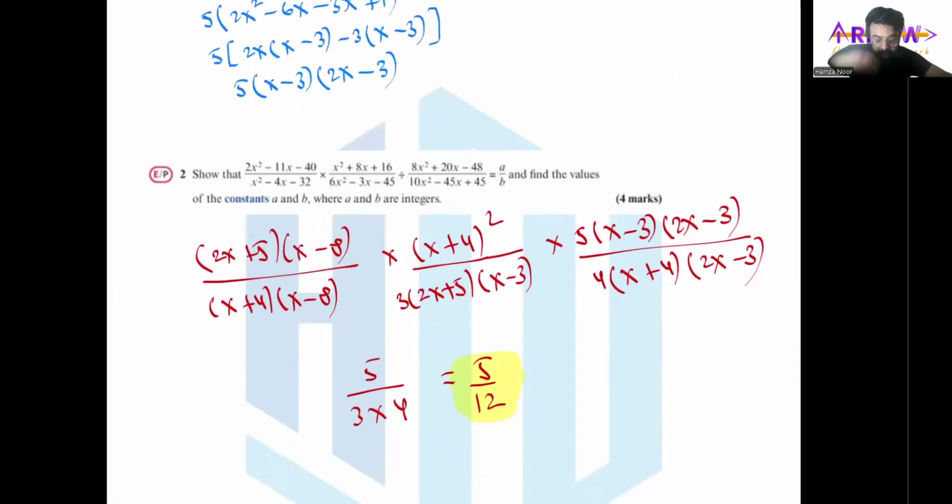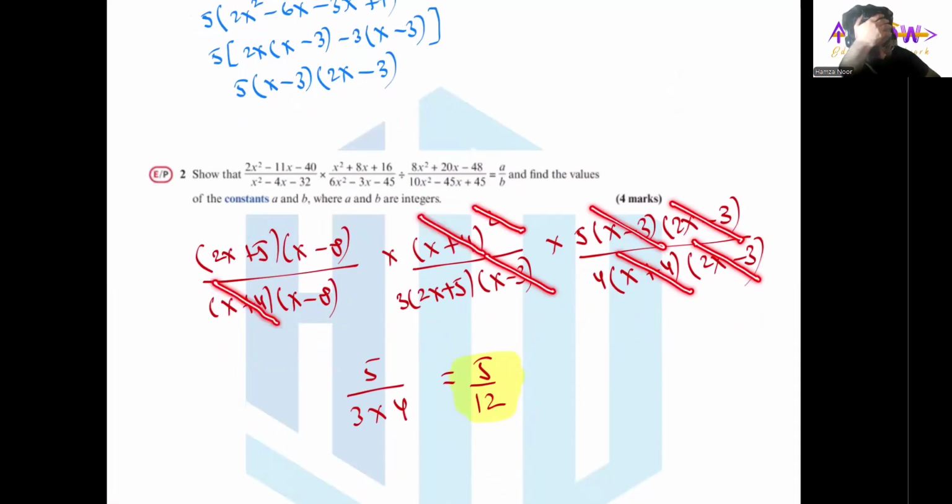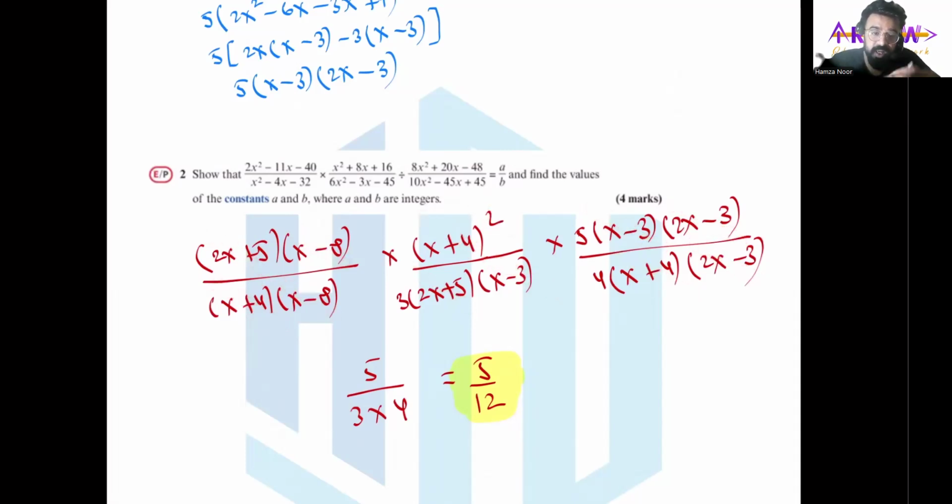So now you can see that this x minus 3 got cancelled out. 2x minus 3 and 2x minus 3 got cancelled out. x plus 4 one time and x plus 4 one time got cancelled out. x plus 4 another time and x plus 4 got cancelled out. 2x plus 5 and 2x plus 5 got cancelled out. x minus 8 got cancelled out. All of the expressions have been cancelled out. All right, and you are left with only the integers.